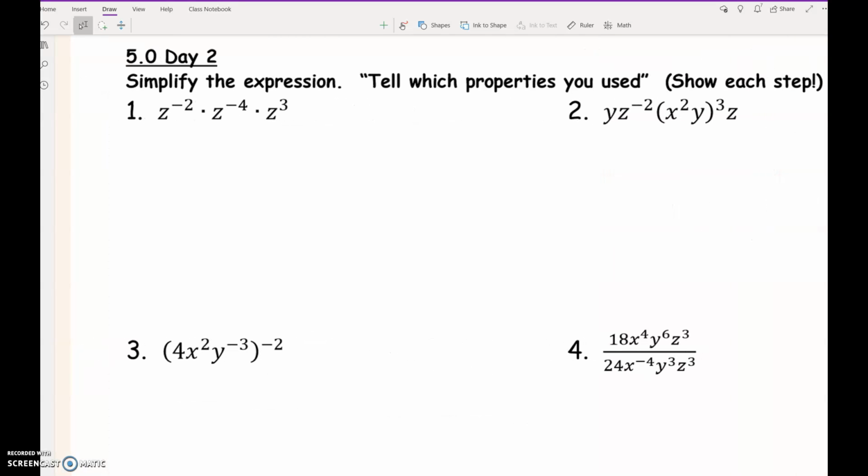So looking at number 1, it's multiplication. So what are we going to do with the exponents? Add them. So we have to add -2, -4, and 3. That would give us z to the -3rd. You are not to leave your answers with negative exponents. You have to deal with the negative exponents. So this becomes 1 over z to the 3rd.